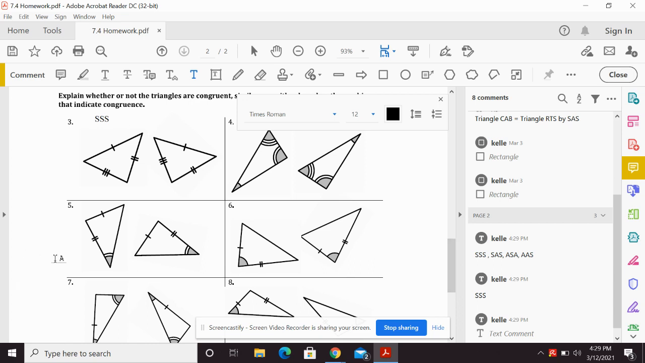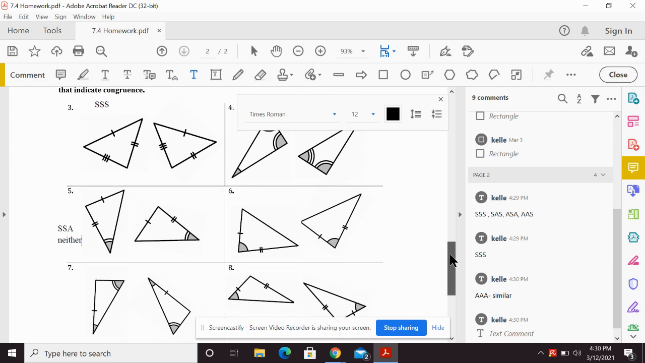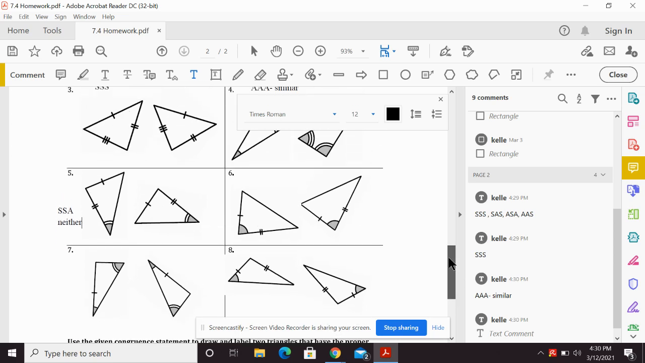Next you have number 5. We have side, side, angle. That is not a triangle congruency theorem. Side, side, angle does not prove triangle congruency. So these are neither, or not congruent, whatever you want to write. So that's what you're doing for this: saying how they are congruent.